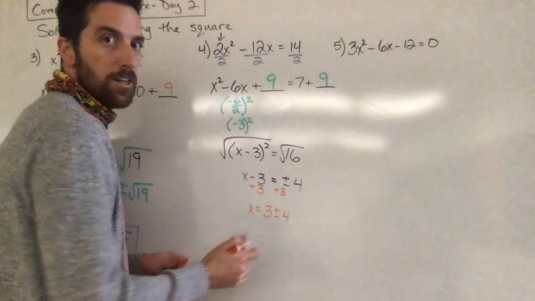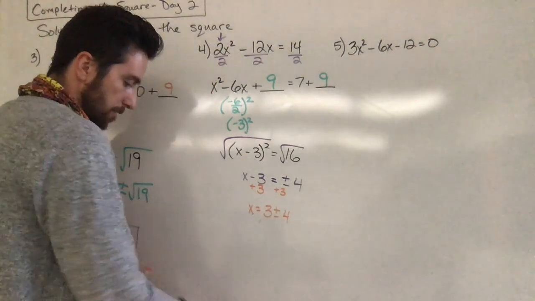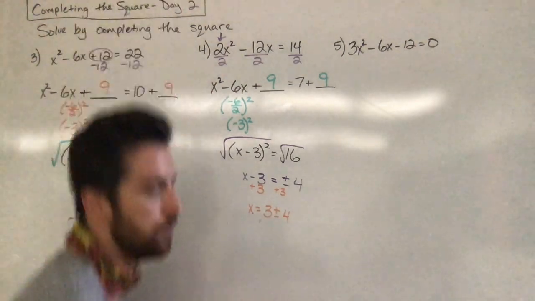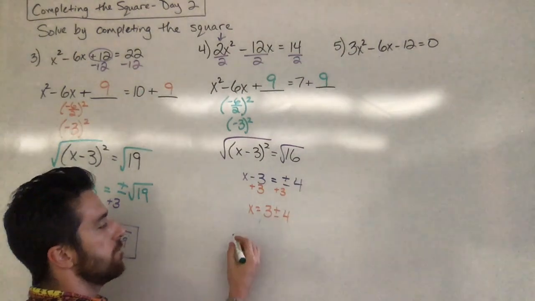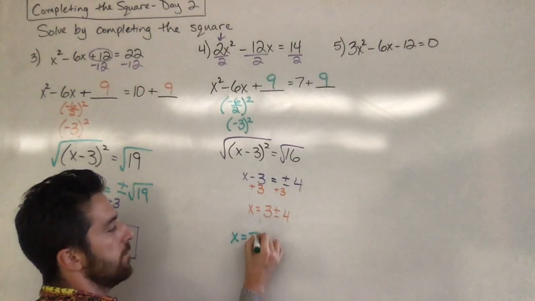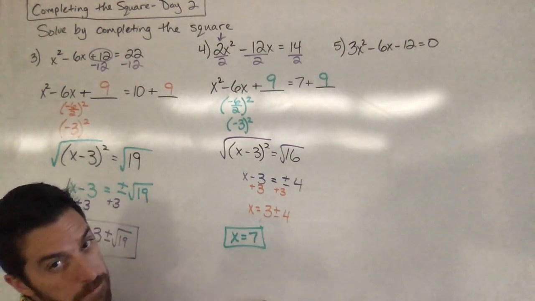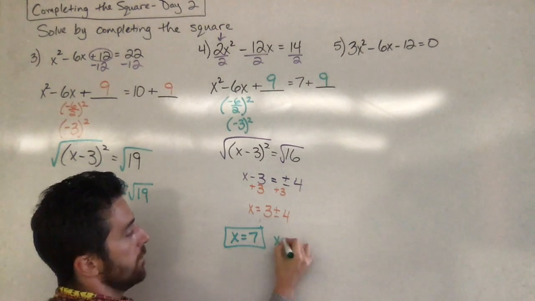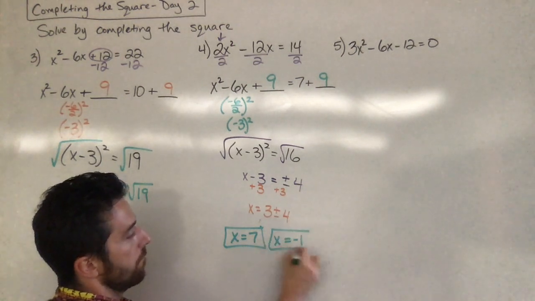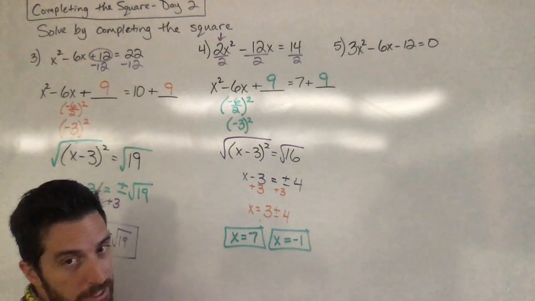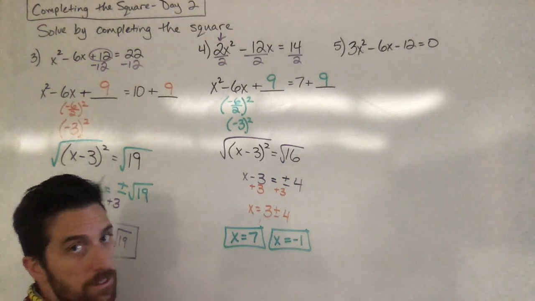They're both just regular numbers, so we can simplify that still. So let's actually get the two answers. 3 plus 4 is 7, and 3 minus 4 is negative 1. If you substitute either of those into the original equation, they both work out.